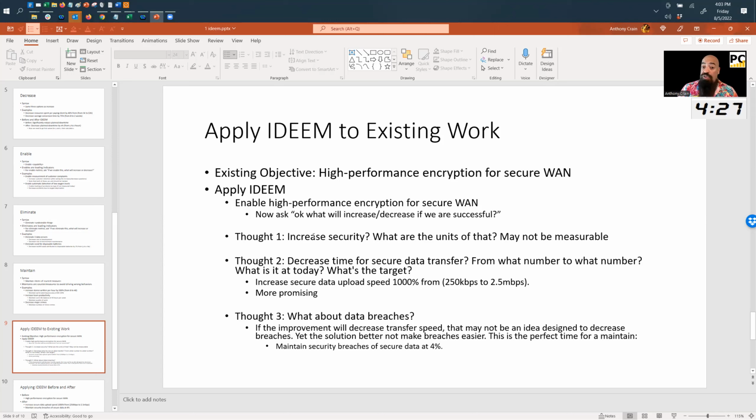Thought number one, maybe we'll increase security. Well, what's the unit for increased security? Maybe that's not measurable. Maybe it is. If you can come up with units for it, you can make an IDEEM increase or decrease for it. If you can't come up with a unit, move on.